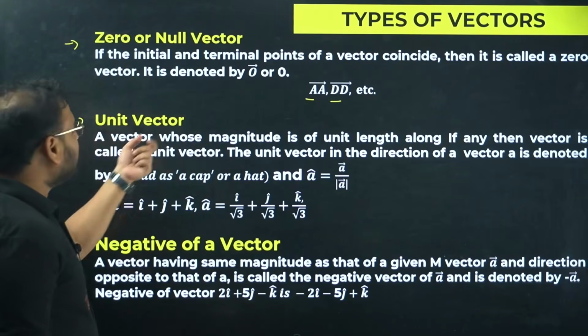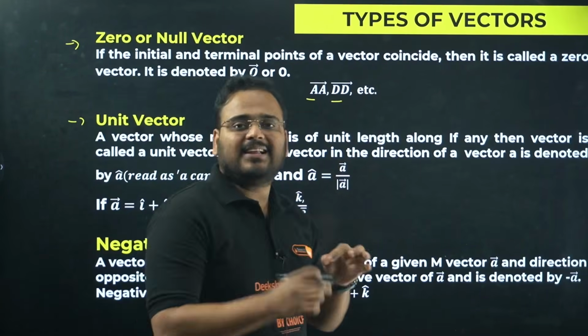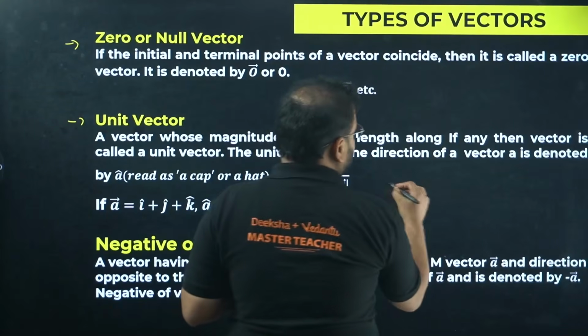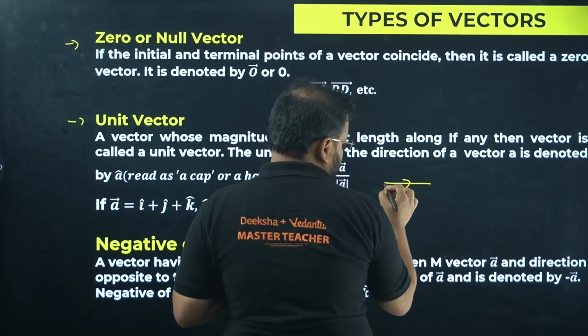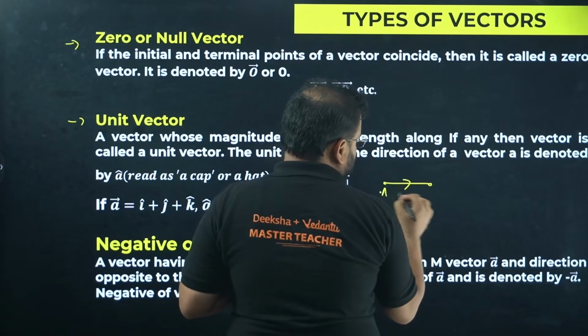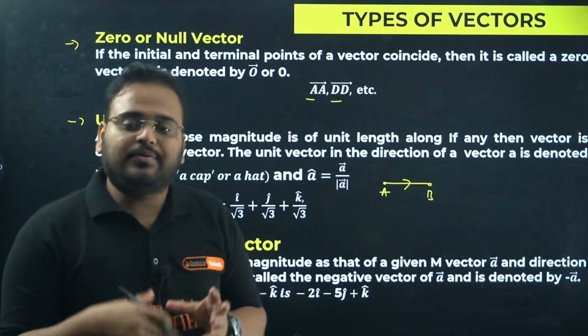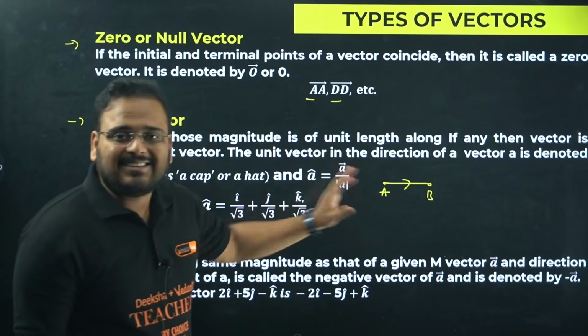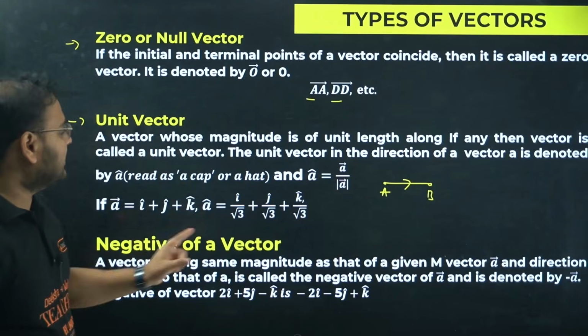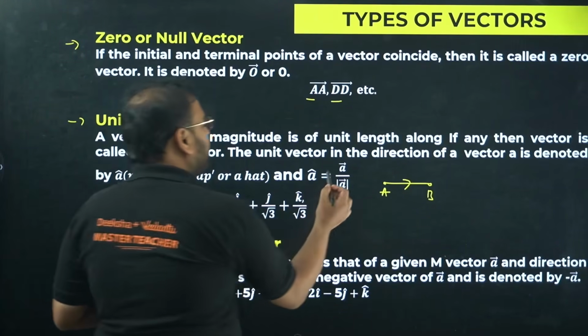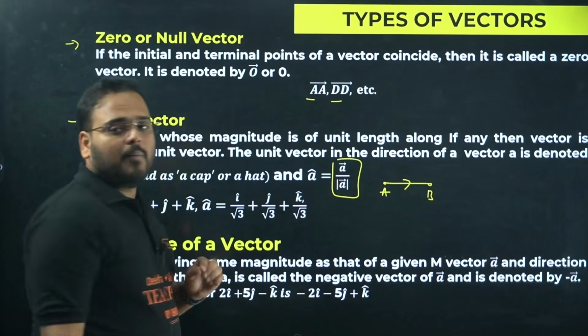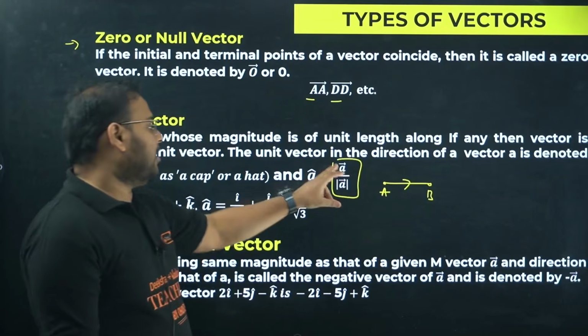Next, the unit vector represents the direction sense of any given vector. A vector whose magnitude is of unit length. If you write a vector over here like this, these two are endpoints, right? Let's say AB. This length represents the magnitude. When this magnitude is 1 and the direction sense is only known from that vector, that is called a unit vector, and this is how you write it down: vector A upon mod of A.